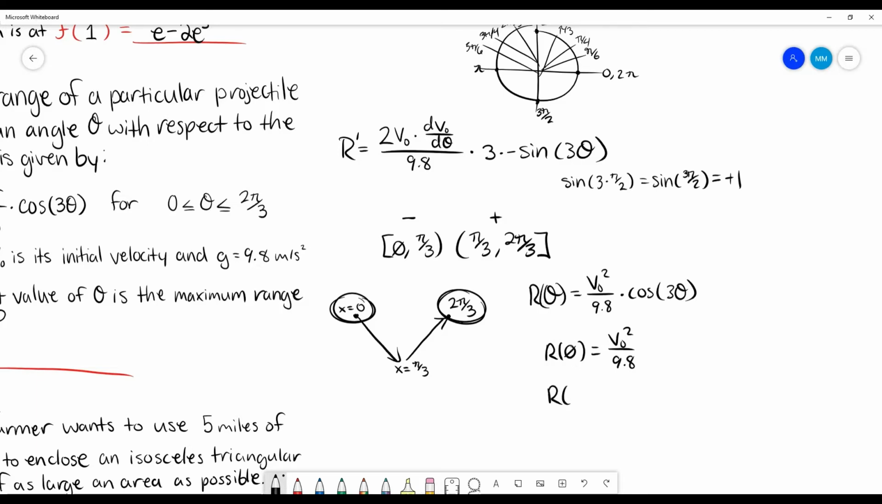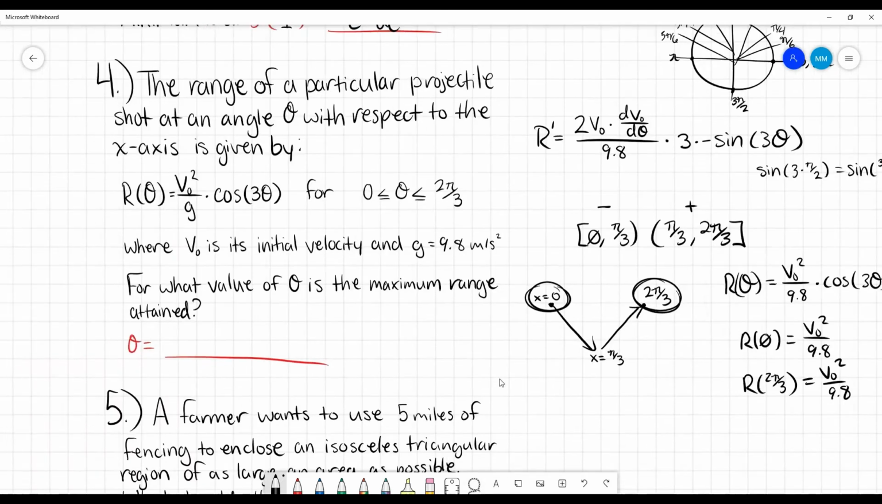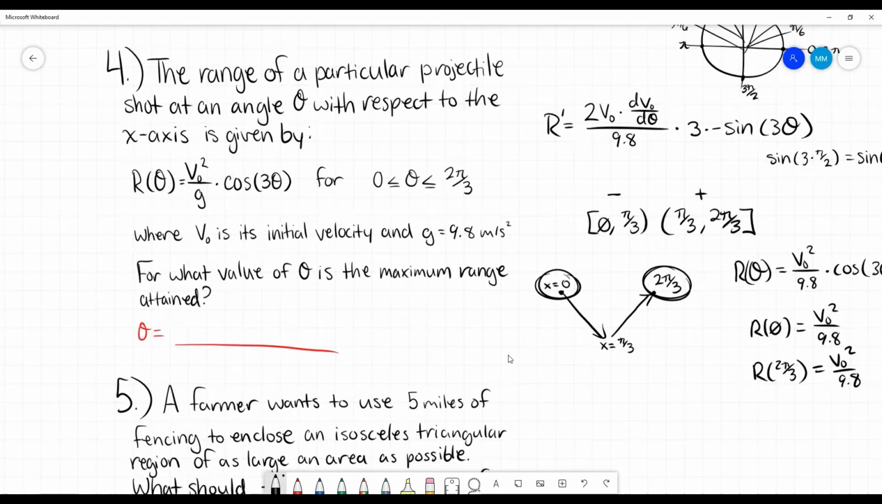And then if I plug in my 2 pi over 3, well, 3 times 2 pi over 3 is going to be 6 pi over 3, which is 2 pi. So that brings me to the exact same point, which means that these are both my maximum on this interval.